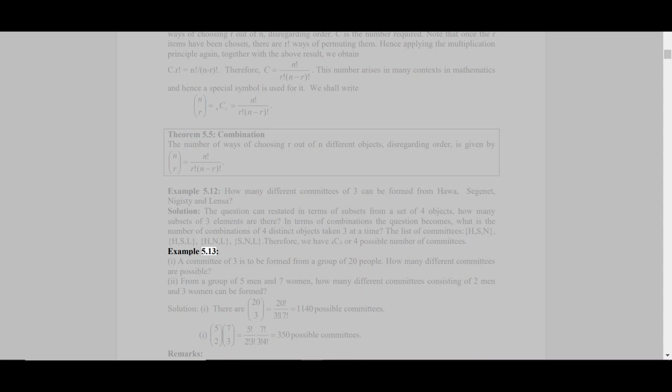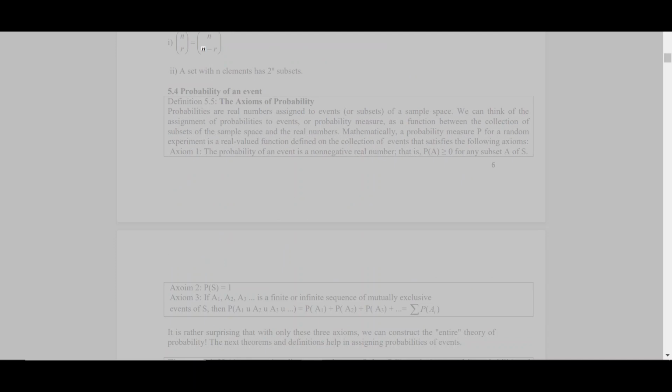Example 5.13, 1. A committee of 3 is to be formed from a group of 20 people. How many different committees are possible? 2. From a group of 5 men and 7 women, how many different committees consisting of 2 men and 3 women can be formed? Solution, 1. There are 20C3 = 1,140 possible committees. 2. 5C2 times 7C3 = 350 possible committees. Remarks. 1. nCr = nC(n-r). 2. A set with n elements has 2^n subsets.